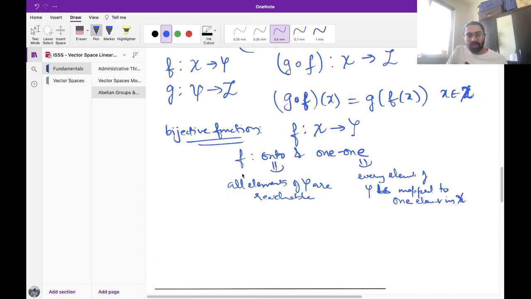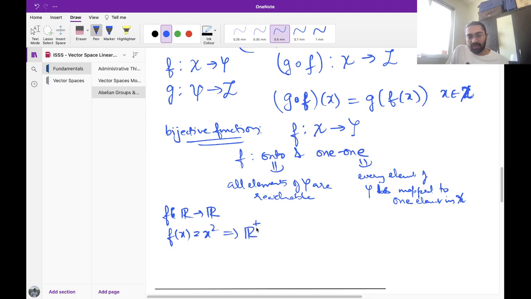Otherwise, what I can do is I'll give a simple example of a bijective function, and one example of a function that is not bijective. So let's say I define F going from R to R, and I say F of X is X squared. See what is happening here. The range of F of X is what? Only positive numbers, right? Because X squared cannot be negative. Is that clear? Yes. So the range is just positive numbers.